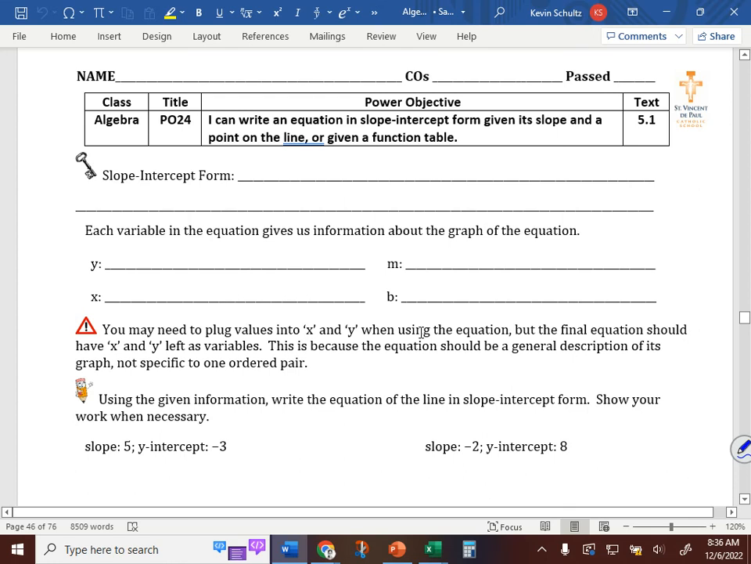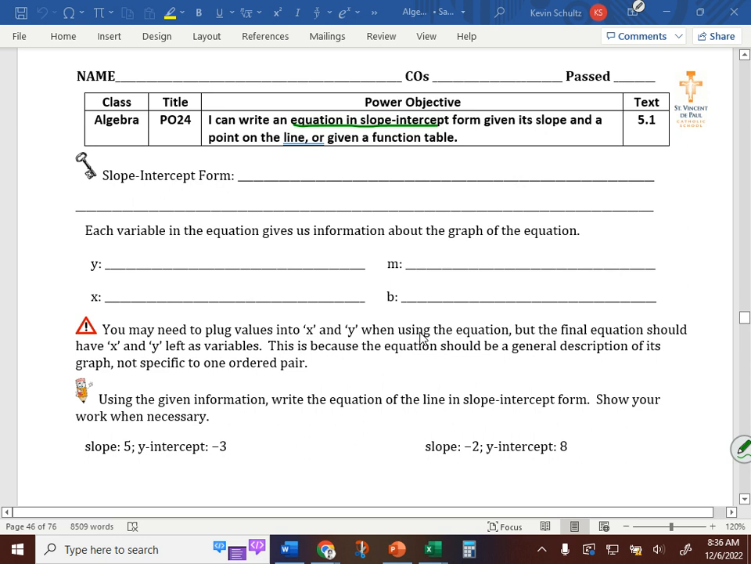We are wrapping up Unit 3 with a doozy, PO24, writing an equation in slope-intercept form, given its slope and the point on the line, or given a function table. Kind of a longer objective today, because as you're going to see, it's a bit abstract in that your goal is to write an equation in slope-intercept form, but how the information is presented to you is going to be a little bit varying, a little bit different.